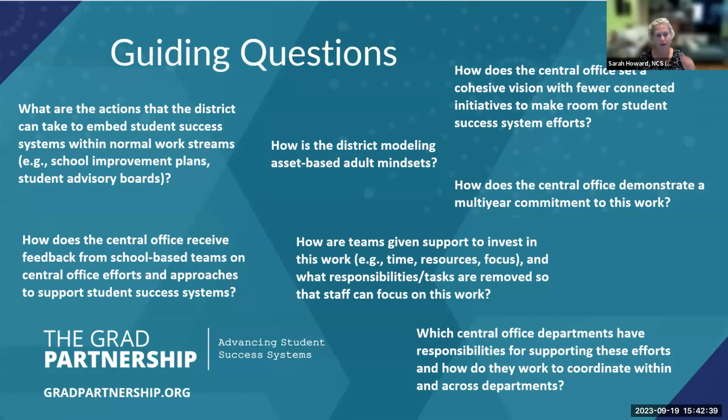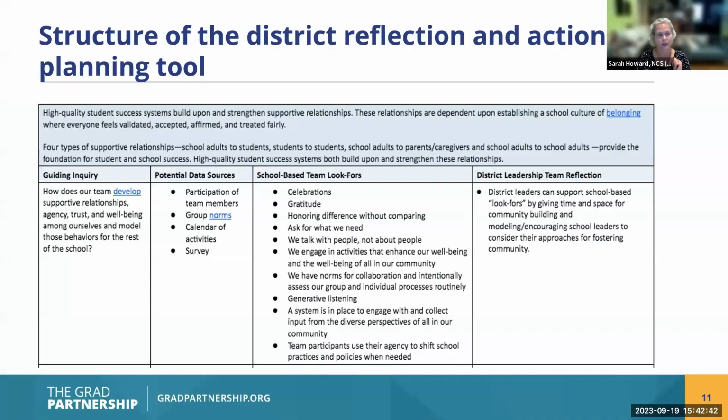The second thing is that you'll notice that we have used this team reflection tool for student success systems as an organizing structure for this tool. And so there's a section for each of the 4 elements: supportive relationships, shared mindsets, and so on. And then within each section, you will see that we have broken down into different indicators or areas of inquiry.